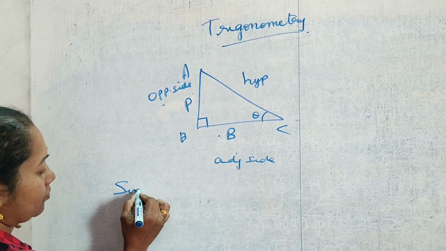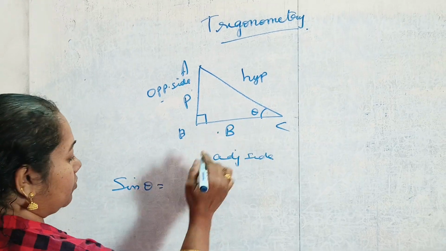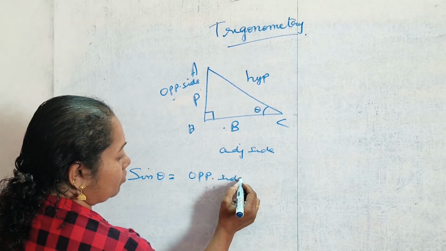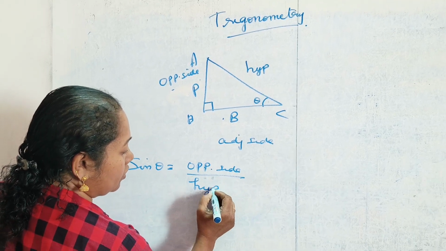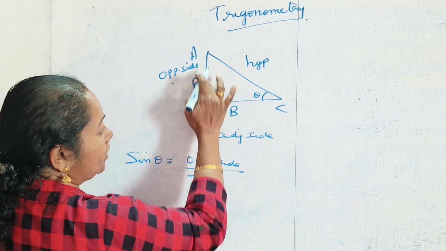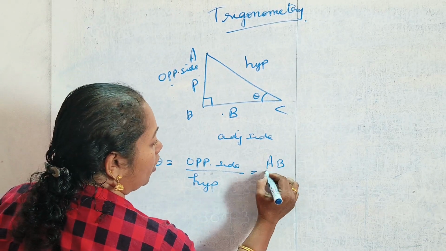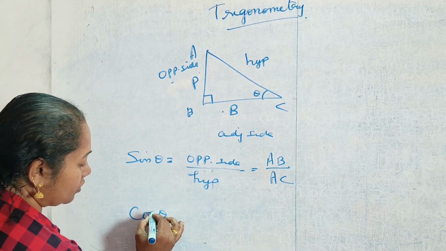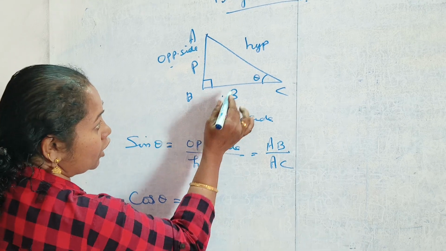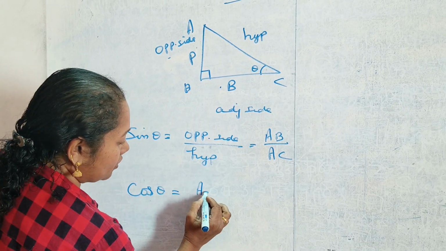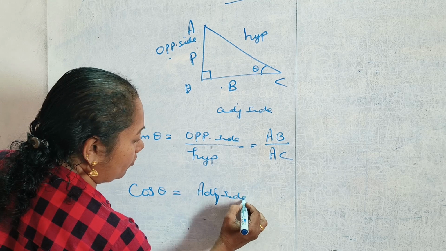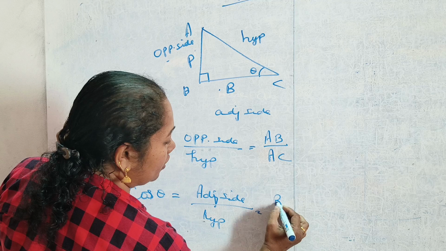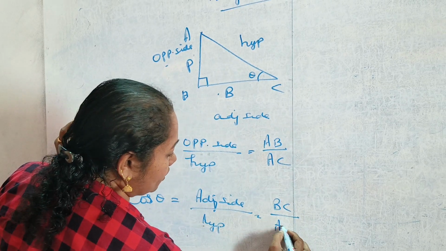So sine theta. Sine of theta is equal to opposite side by hypotenuse. And here the opposite side is AB, so AB upon AC. Now cos theta is equal to adjacent side upon hypotenuse. Adjacent side is BC, upon hypotenuse AC.